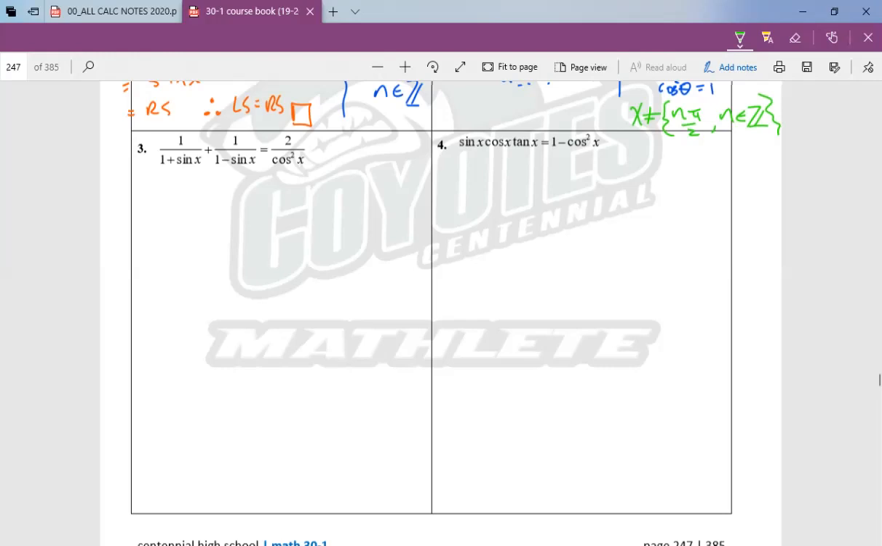Number 3. Certainly the more complicated looking side is the left side: 1 over 1 plus sine x plus 1 over 1 minus sine x. The right side is 2 over cos squared x. So I'm going to try to make my left side look like my right side.